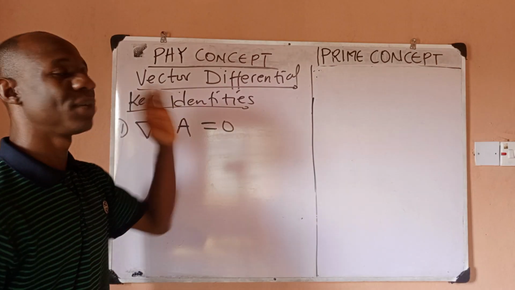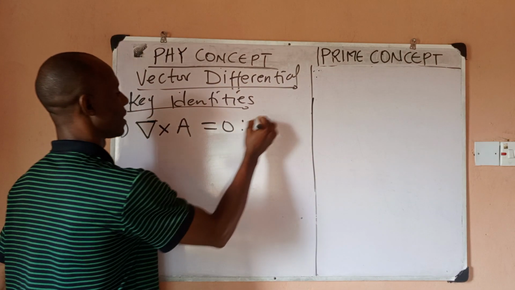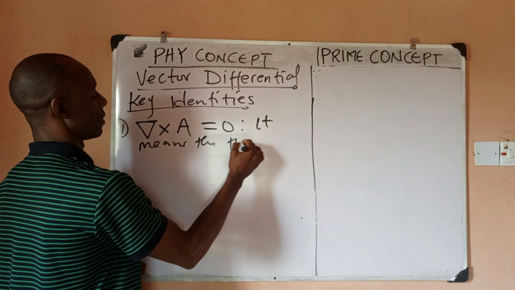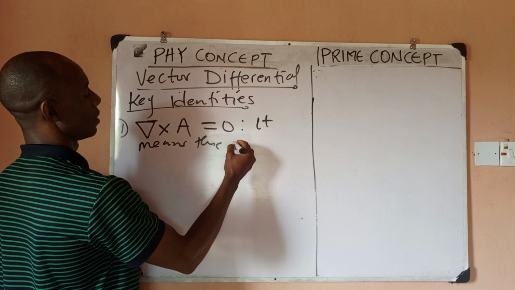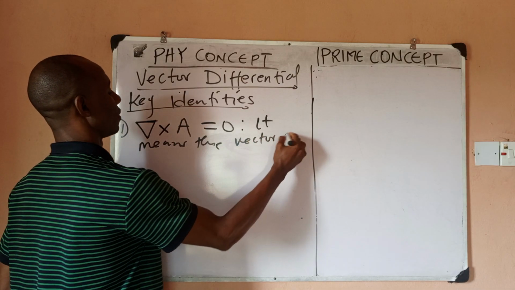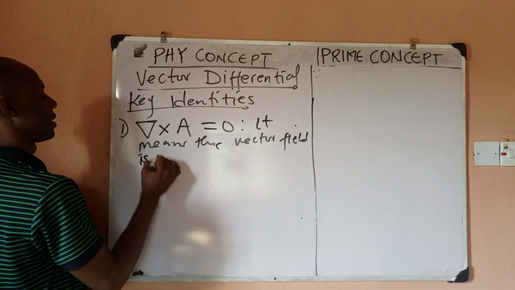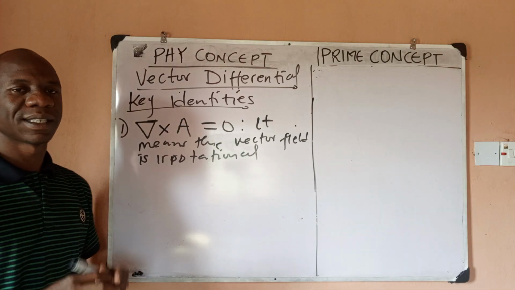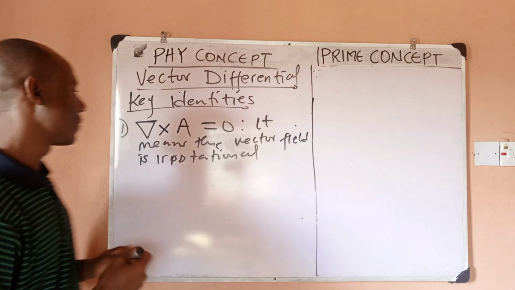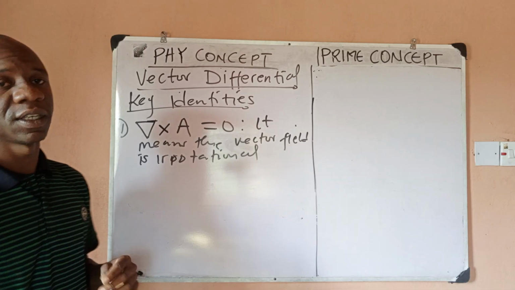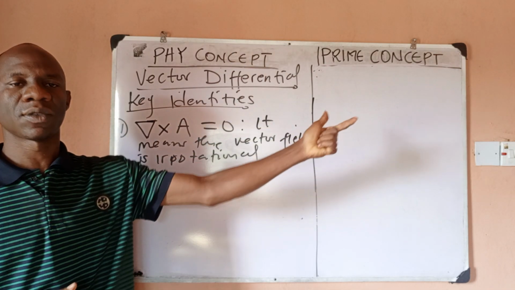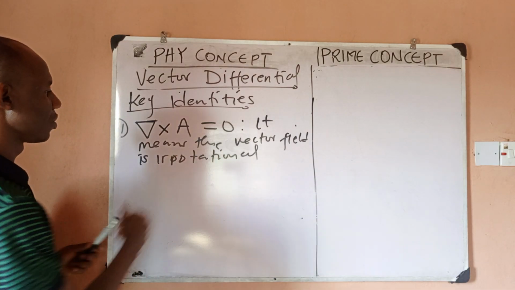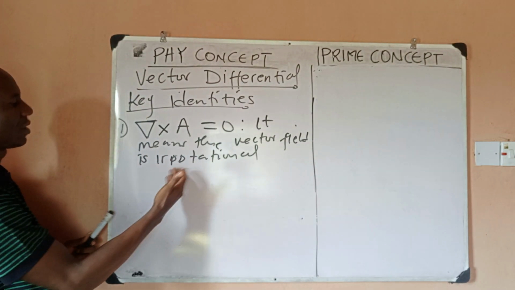So if you take this and it becomes 0, all it simply means is that the vector field is irrotational. It means that the vector field is what? Irrotational. So very important. Now they can ask you under exam conditions, say find the value of a constant for which the vector field is irrotational. So you should know this. It means it is not rotational, it's irrotational.